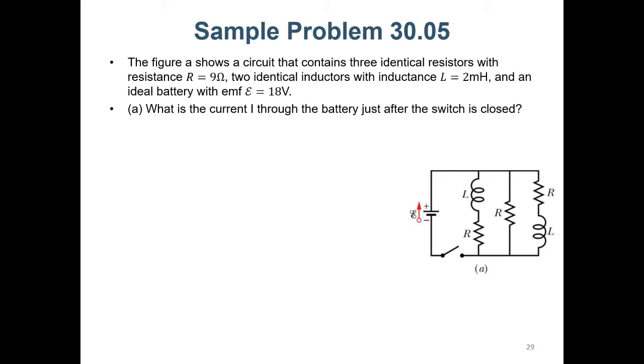So here's a sample problem. The figure shows a circuit that contains 3 identical resistors with R, 2 identical inductors with L, 2 millihenry, and an ideal battery, E equals 18 volts. What is the current I through the battery just after the switch is closed? When the switch is open, of course there will be no current going through all the 3 paths before the switch is closed.